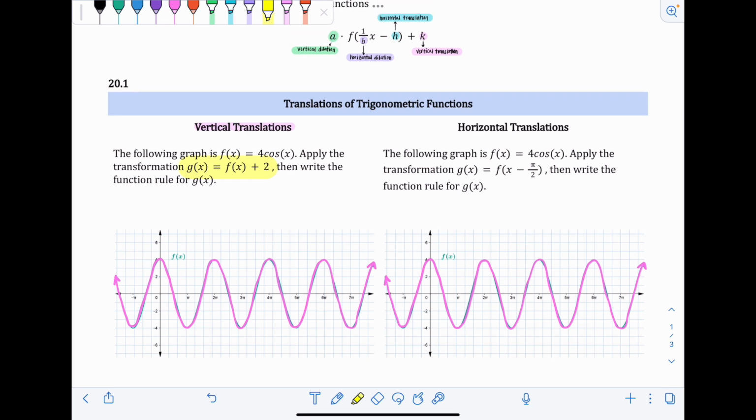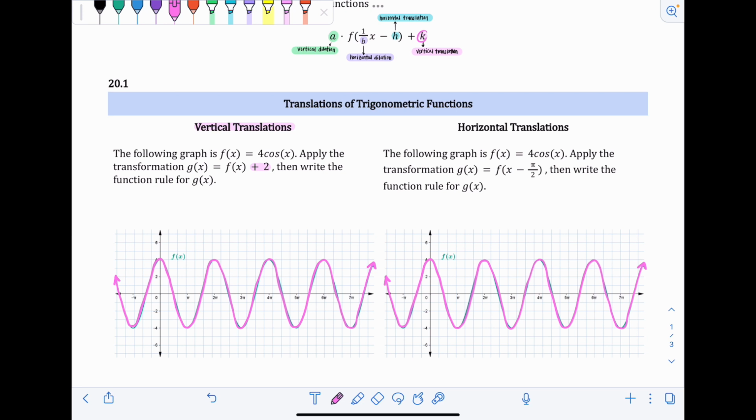In order to figure out what transformation is being applied, we look at what change is happening to f of x. In this case, it's a 2 that's being added at the end of f of x. When you have a constant that's being added to the end of f of x, that's going to be k. So it's a vertical translation. I know it's in the vertical translation section, so it's obvious, but not everything is going to be perfectly labeled like that.